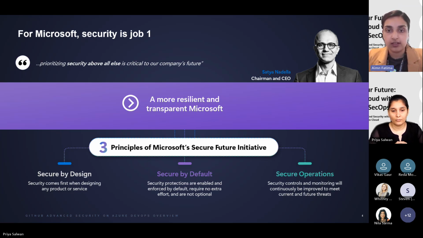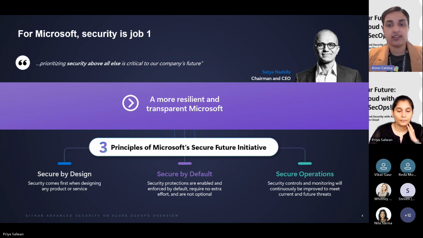Secure by default, which means security protections are enabled and enforced by default, and they require no extra effort, and they are not optional. And the third pillar is secure operations, which means security controls and monitoring will continuously be improved to meet the current and future threats. We are empowering all of Microsoft to implement the needed changes to deliver security first, and we are leveraging all of these insights, best practices, and learnings to deliver the most secure cloud on the planet, the Microsoft Cloud.